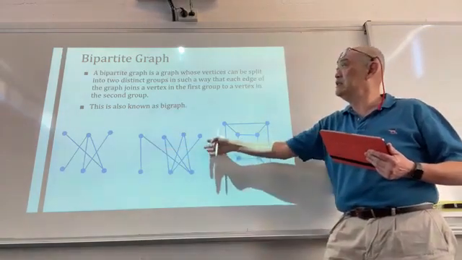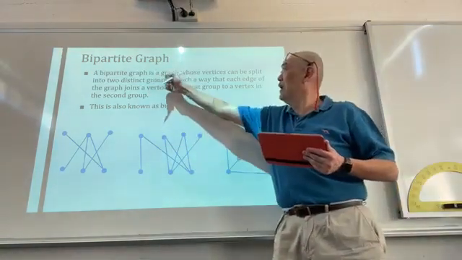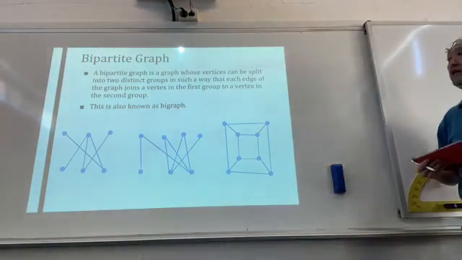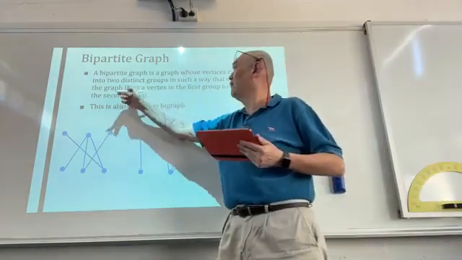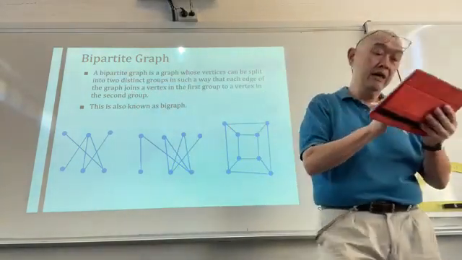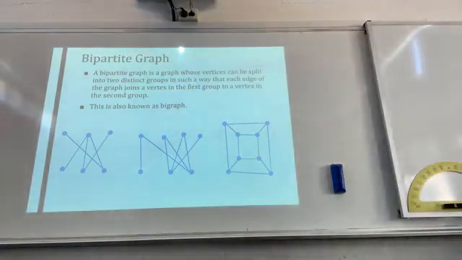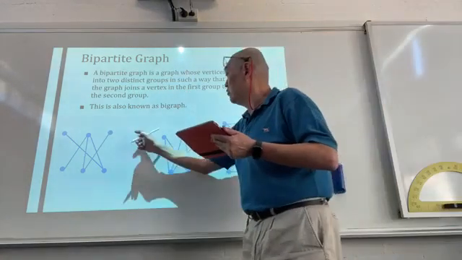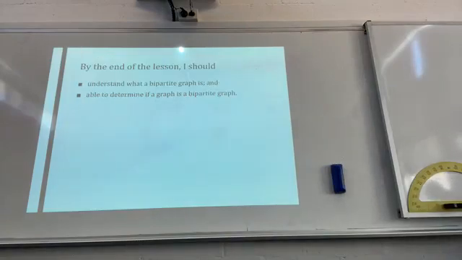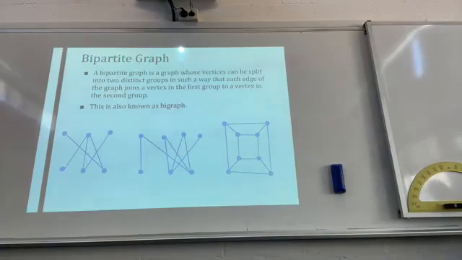A graph like this is actually a bipartite graph. It's a graph whose vertices can be split into two distinct groups in such a way that each edge of the graph joins a vertex in the first group to a vertex in the second group. So you've got one group here, and another group here. So group 1 and group 2, two distinct groups, and you can join them together. It's also called a bigraph.